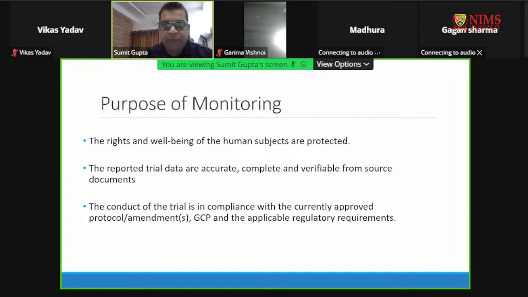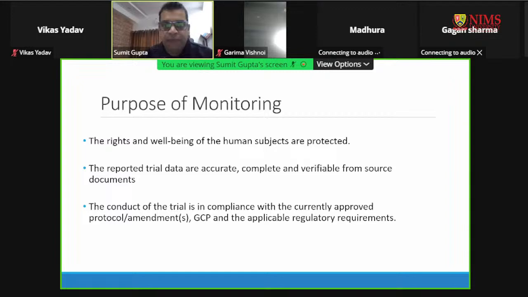Then there is triggered risk-based monitoring. This occurs when, during the centralized review of the data, the central monitor finds that there are several adverse events or deviations at a particular site. Then this triggers a detailed monitoring for that particular site. So that is targeted RBM and triggered RBM.